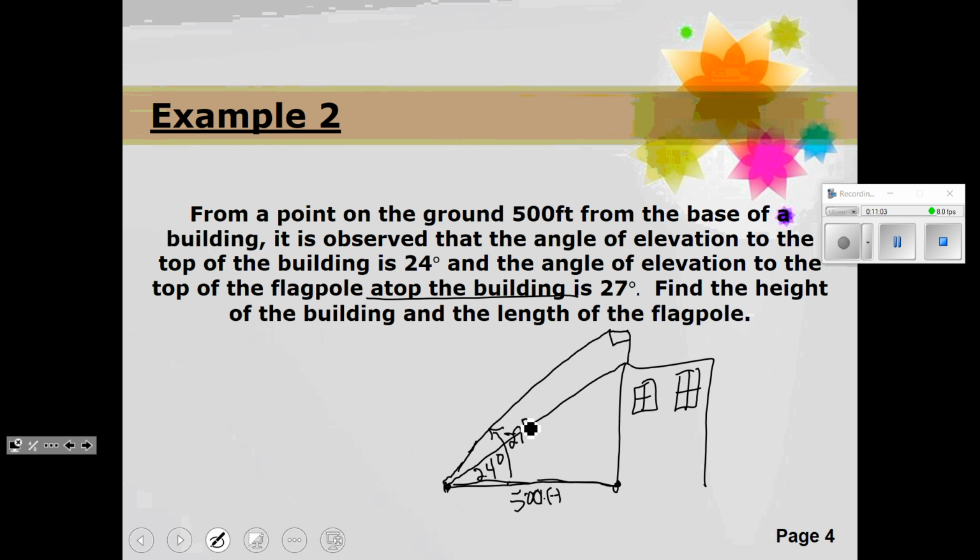Do you understand so far? Okay. And basically, I want to find the height of the building. So let's go ahead and give just the height of the building an X. And then I want to know the length of the flagpole. And so I'm going to give it a Y, just to give it a different variable. Okay.